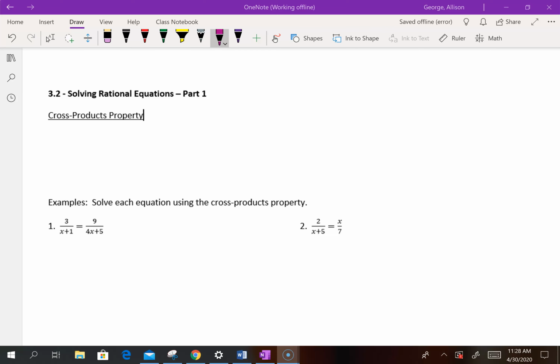We're done with factoring. So we're completely shifting gears when we talk about transformations. But for now, you may want to have your factoring boot camp notes out with you if you need a little help. All right, so first thing we're going to talk about is cross products property.